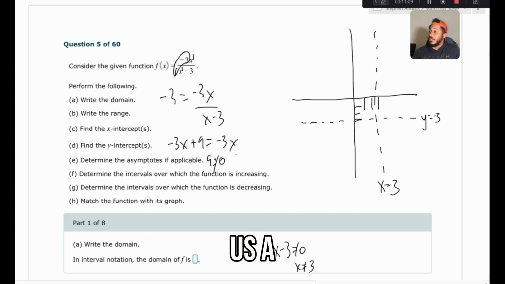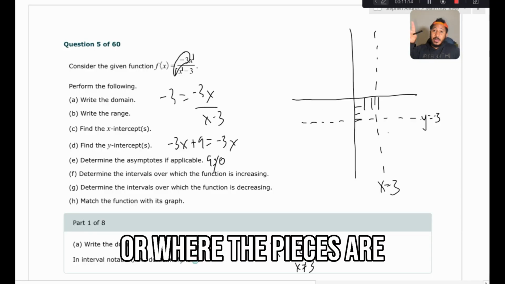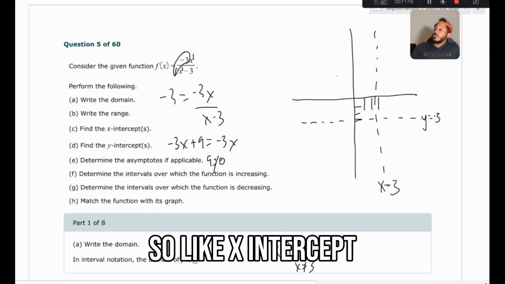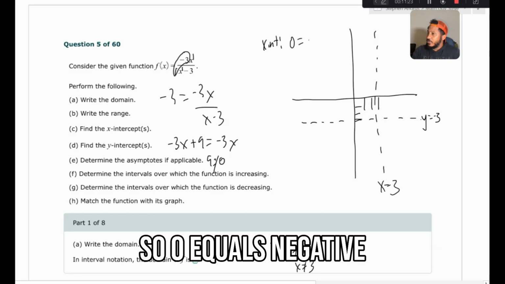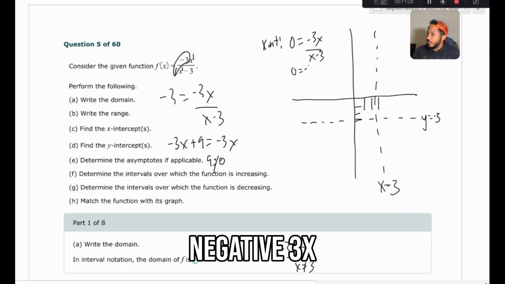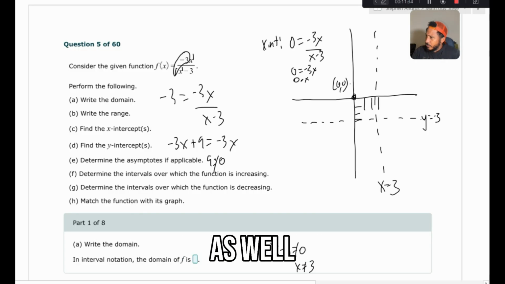But that does give us a kind of a shape, right? So we said, okay, well, to find out where the boomerangs are, or where the pieces are, let's find some other points, right? So like x-intercept. To find the x-intercept, we set the function equal to 0, right? So 0 equals -3x over x minus 3. Multiplying by x minus 3, we get 0 equals -3x. So x equals 0. So the x-intercept is 0, which of course would be our y-intercept as well, plugging in 0.